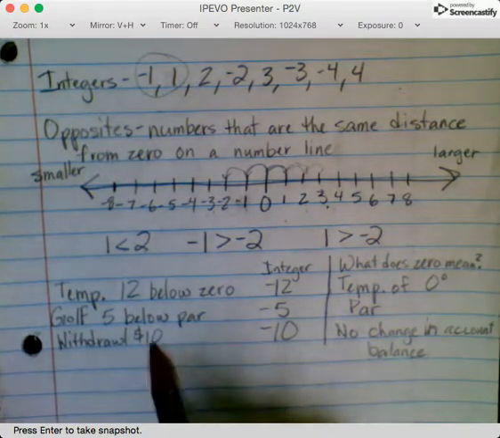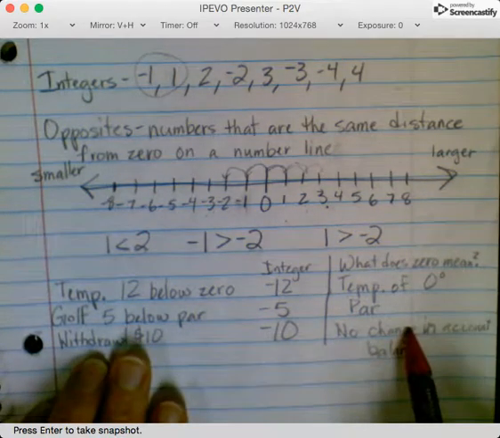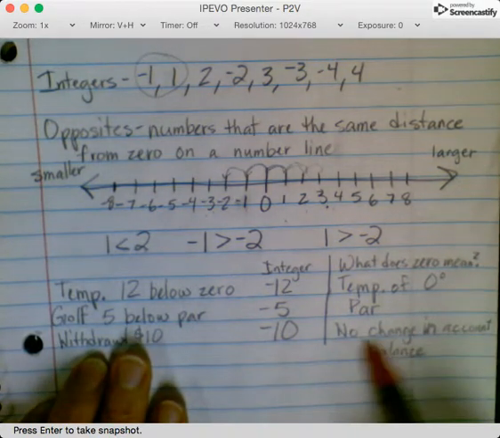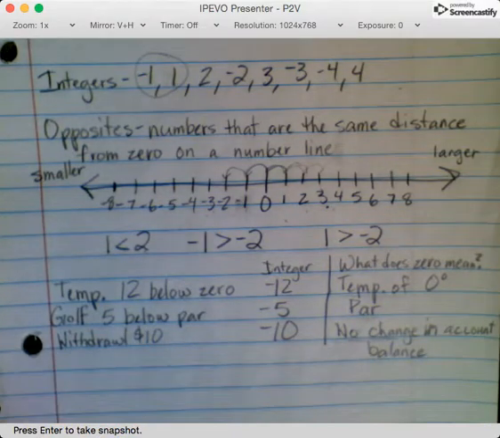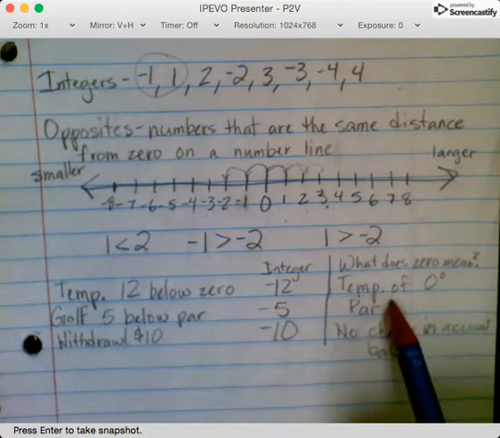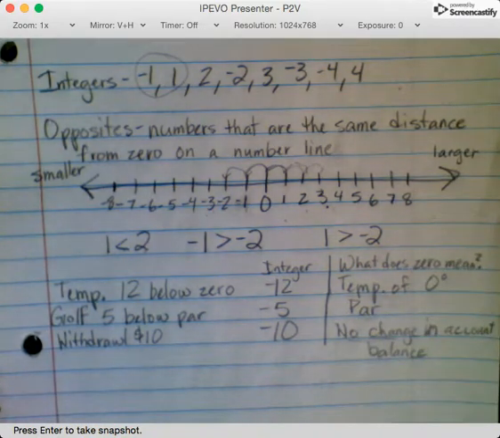Like I said, most things when you are asking what does 0 mean, 0 usually means no change, but some cases like in golf and with temperature, it will just be something other than that, like a temperature of 0 or par.